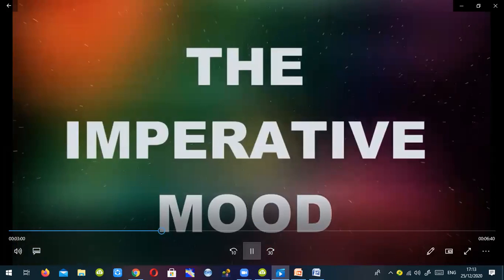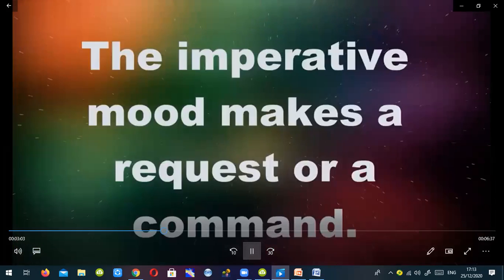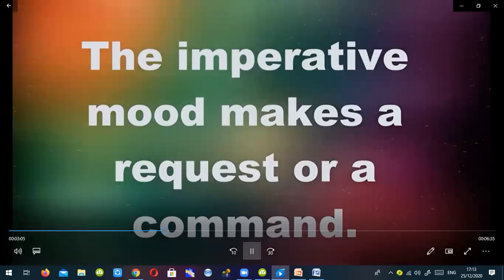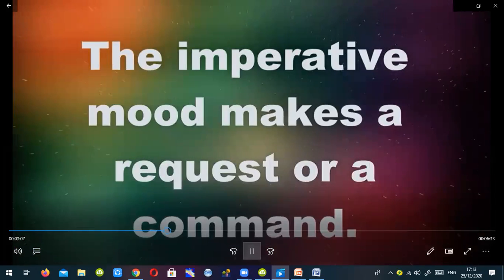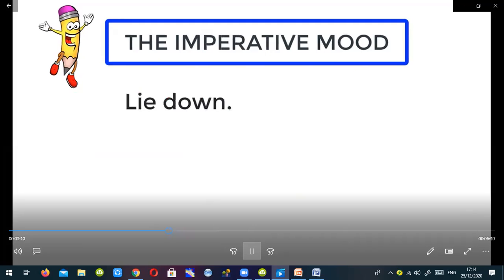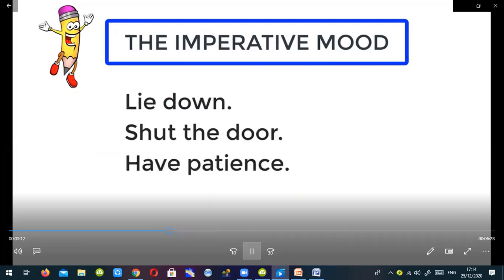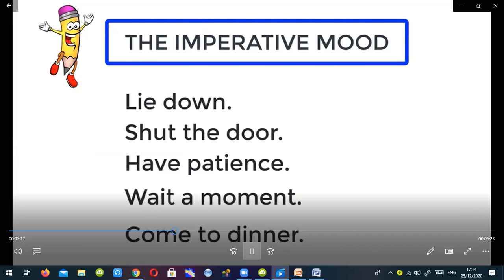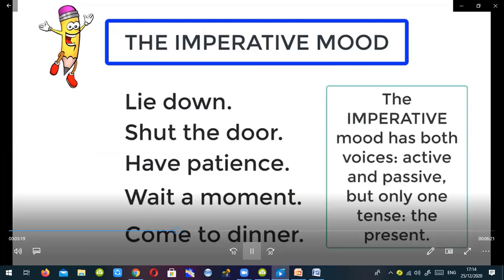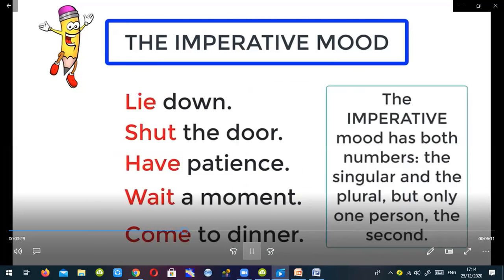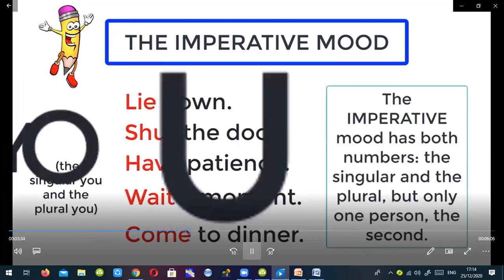Let's go on to the imperative mood. The imperative mood makes a request or a command. Like in these examples: lie down, shut the door, have patience, wait a moment, come to dinner. It is important to note that the imperative mood has both voices, active and passive, but only one tense, the present. The imperative mood has both numbers, the singular and the plural, but only one person, the second.